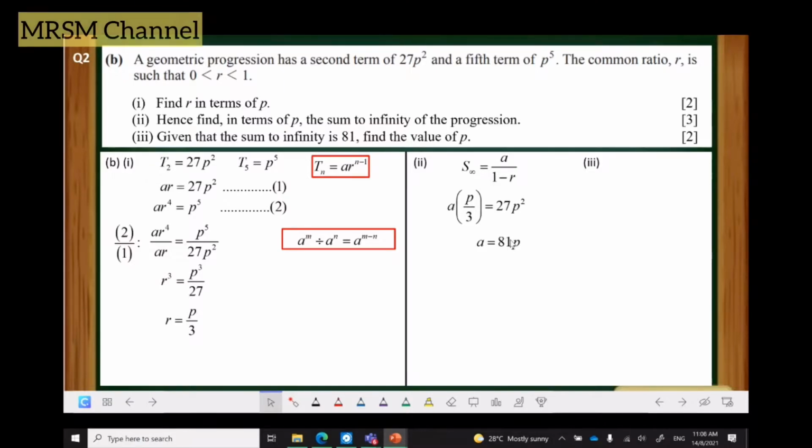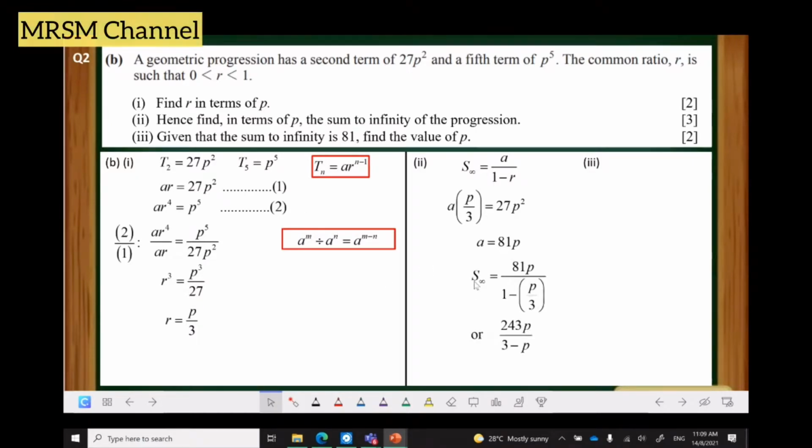Actually dia sebenarnya adalah 81p square over P kan. Okay, so dah cancel out P square over P, dapatlah P. So kita dapatlah A is equal to 81p. Okay, so once you dah dapat A, kita nak cari S infinity.